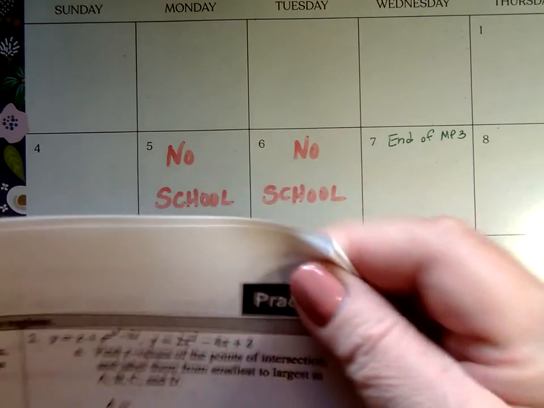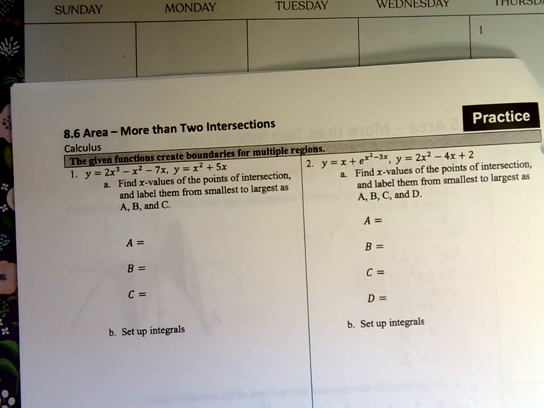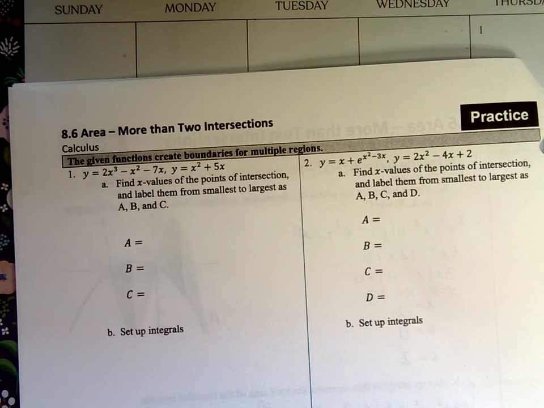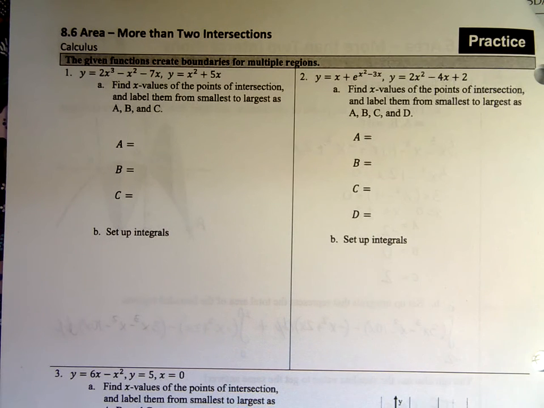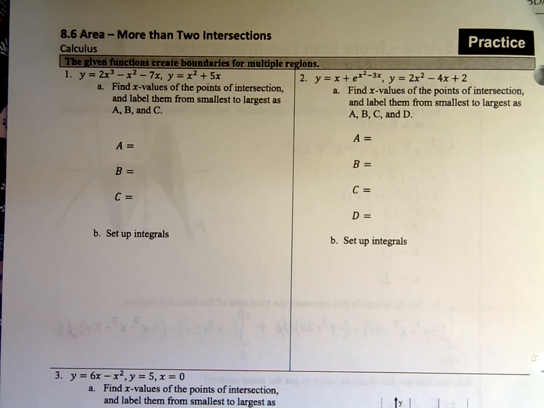All right, that is it for the notes. And I have just a couple problems that I want to work with you. The first one is number 2. You have this wonky function, x plus e to the x squared minus 3x, and you've got another one that's a parabola, 2x squared minus 4x plus 2.